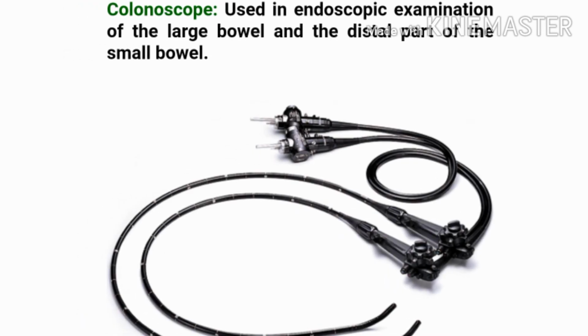And now come to our next image, that is the colonoscope. Yes, this is the colonoscope. It is used in endoscopic examination of the large bowel and the distal part of the small bowel. So don't get confused between the colonoscope and bronchoscope images. Now you can watch the image very clearly and differentiate which image is of the colonoscope and which is of the bronchoscope.